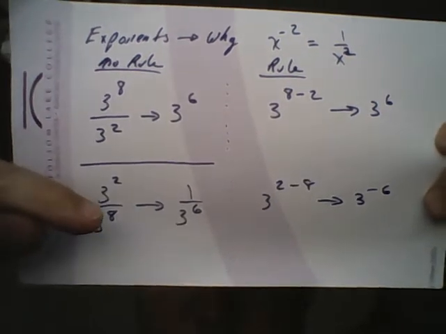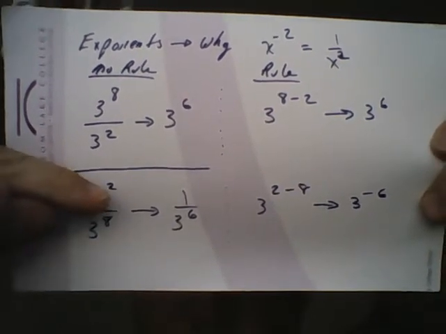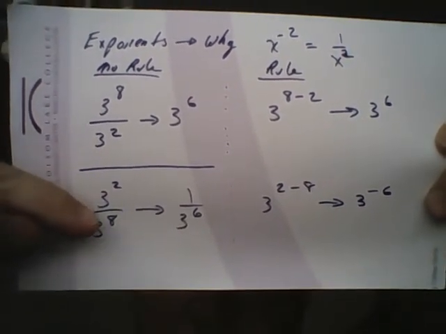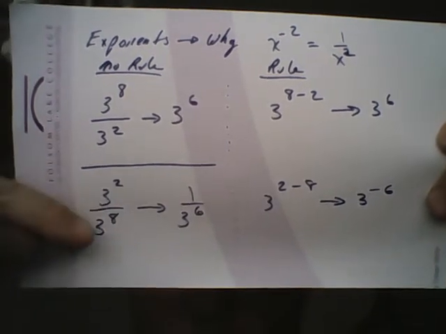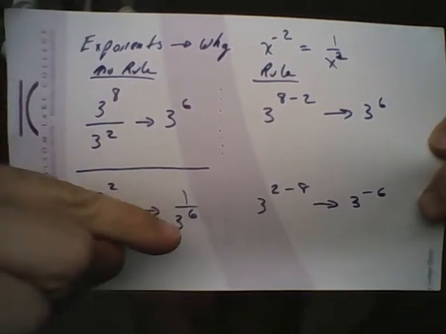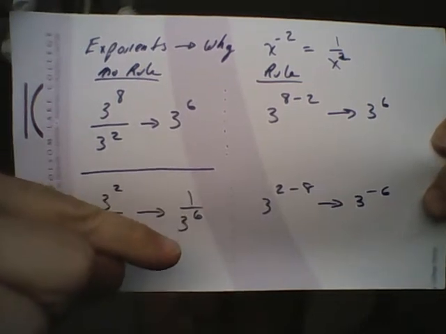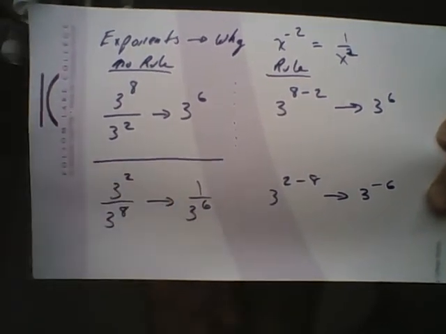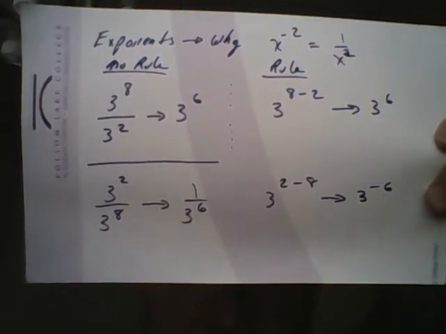Now, let's take a look at the other case. If we have only 2 factors of 3 on the top and 8 factors of 3 on the bottom, when we cancel, we'll have to put a placeholder here, and we'll have 6 factors of 3 on the bottom. Now, that's with just thinking about it, no rules.